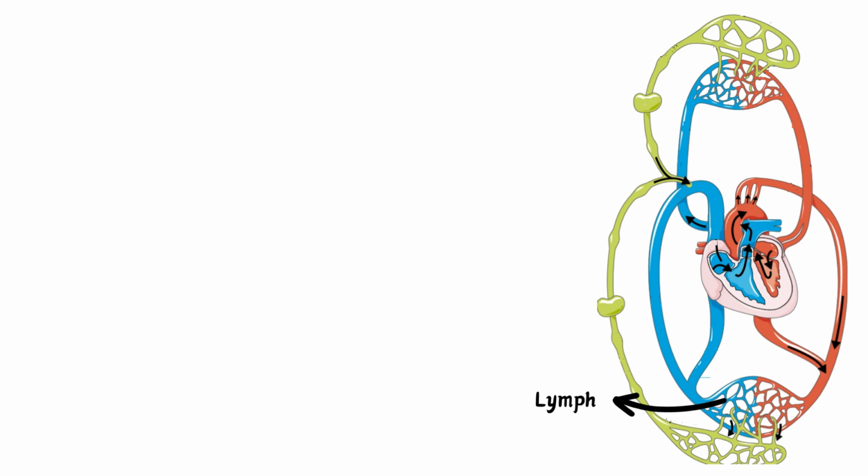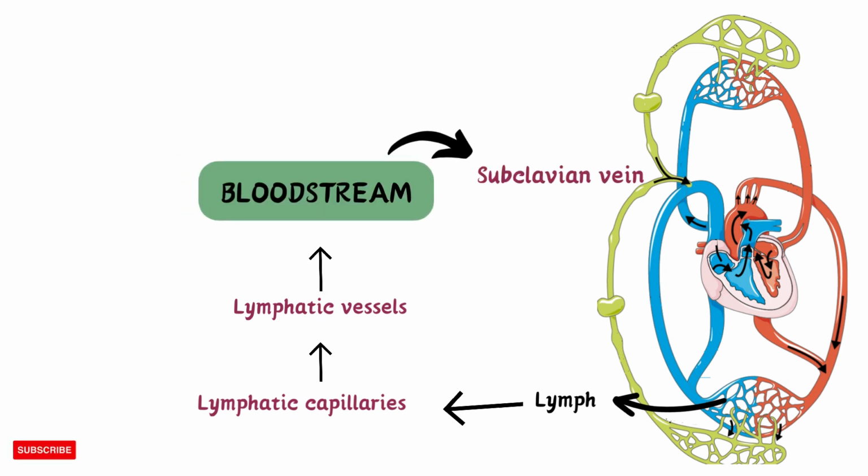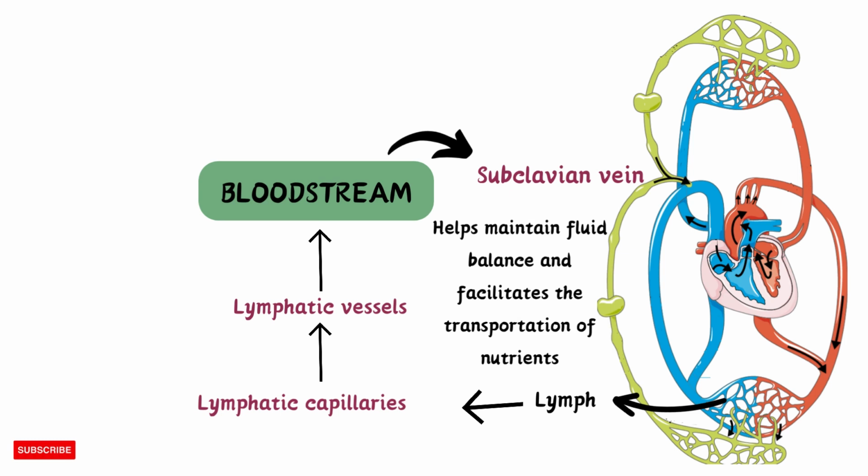The movement of lymph is made possible by the same factors that assist blood circulation within the veins. It goes from smaller lymphatic capillaries to progressively larger lymphatic vessels and ultimately flows into the bloodstream through the subclavian veins. This process helps to maintain fluid balance and facilitates the transportation of nutrients.